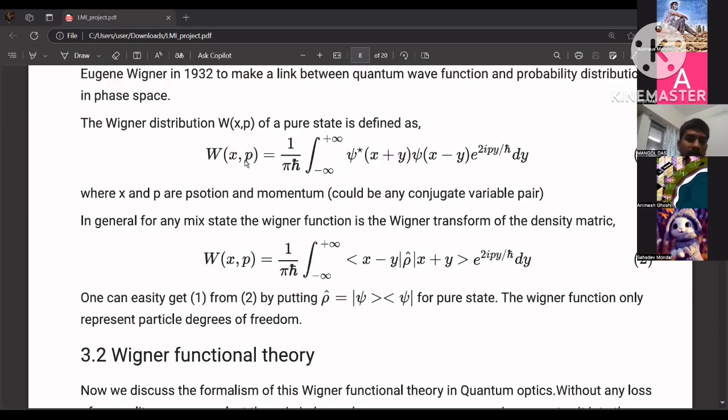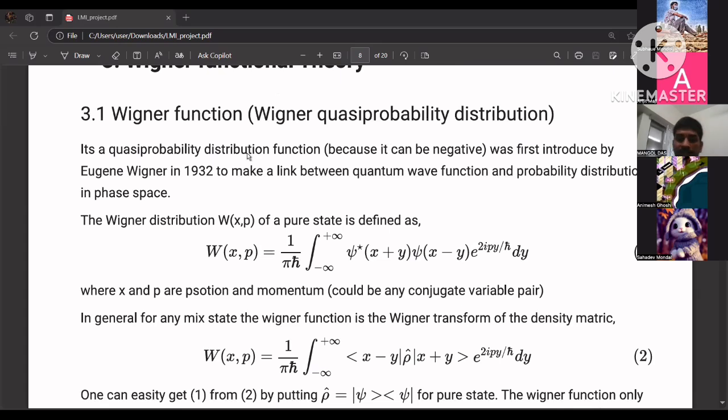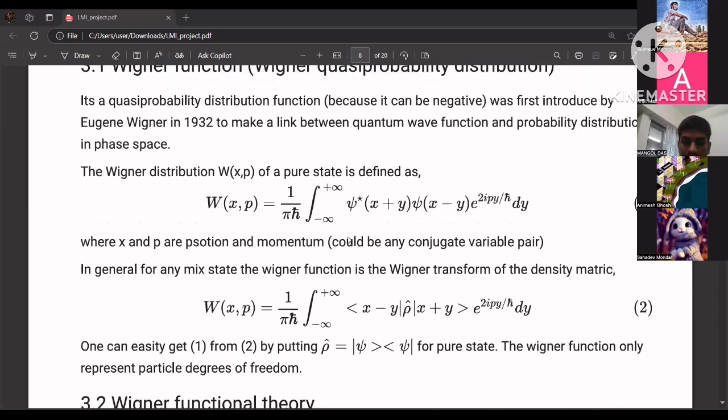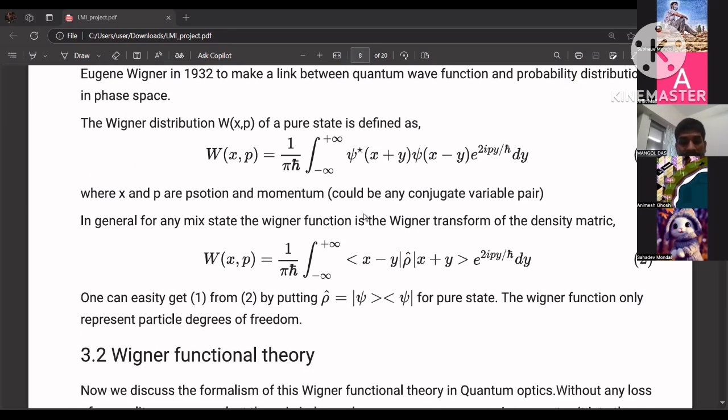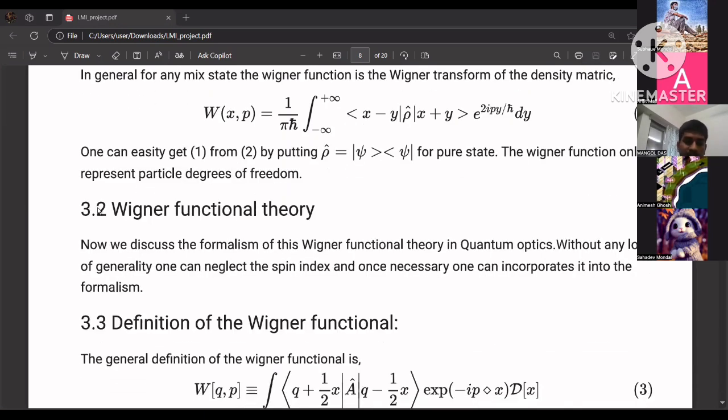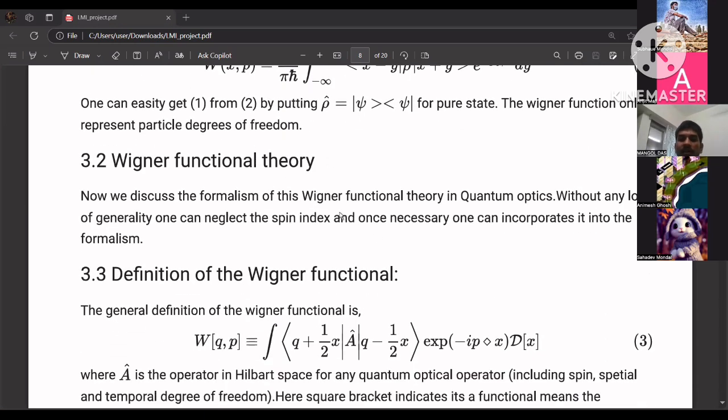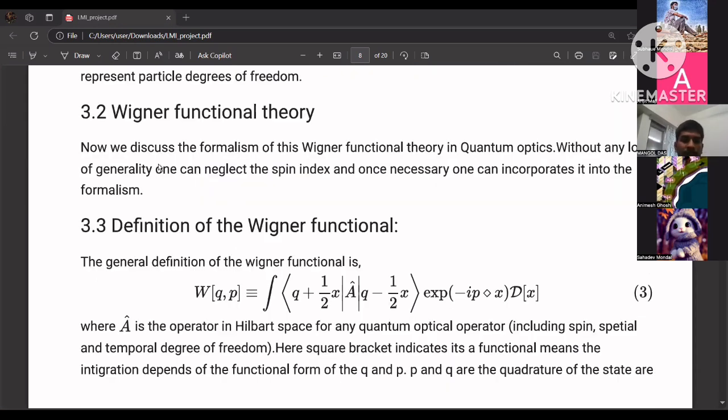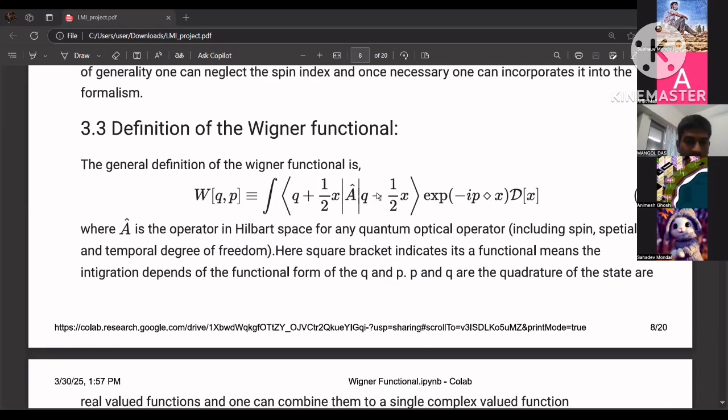And now the problem in the Wigner function is that it only represents the particle degree of freedom, but the Wigner functional is more advanced than the Wigner function because it also represents the position and temporal degrees of freedom. So we'll discuss this Wigner formalism in the context of quantum optics, but for now we'll neglect the spin index, though once necessary, someone can also put the spin index into the theory.